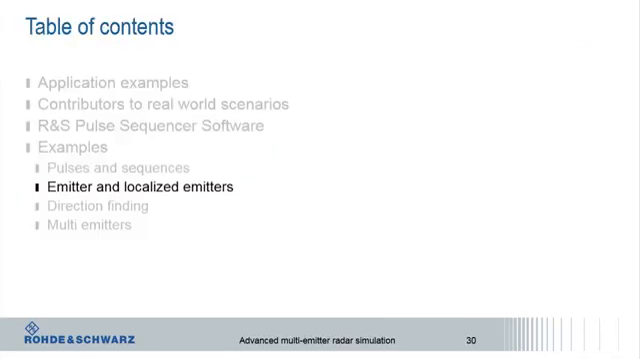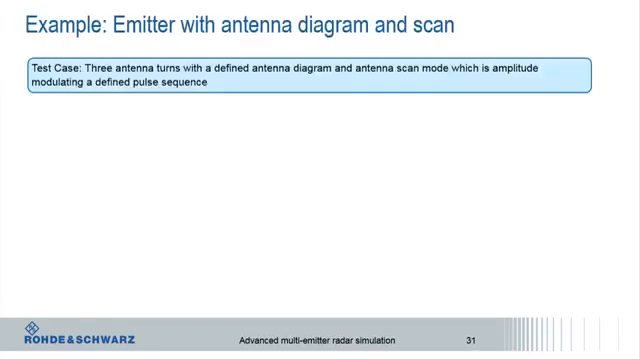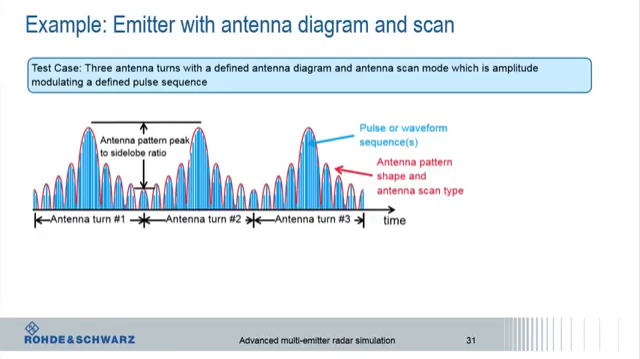So now let's look at some emitters and localized emitters and how they should be defined. Here's the test case. So the test case says there shall be an emitter which has 3 antenna turns with an antenna diagram. If you draw a graphical representation, the test case looks like this. So in blue, you see the pulses which have an amplitude modulation according to the antenna diagram. For this case here, I just used 3 antenna turns.